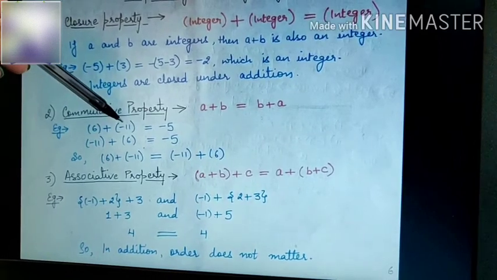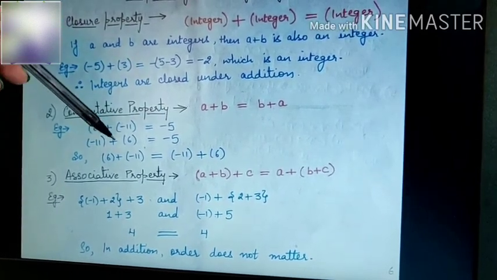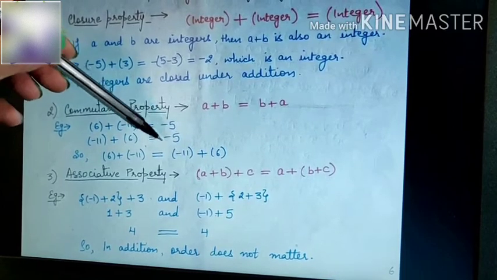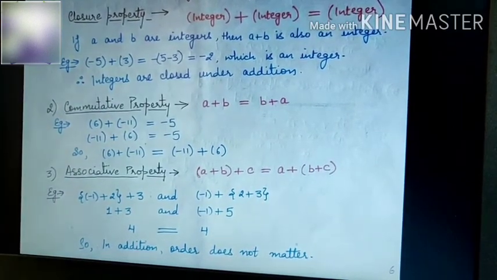So 6 plus minus 11, it is minus 5. Minus 11 plus 6, this is also minus 5. Both are equal. So it is commutative.